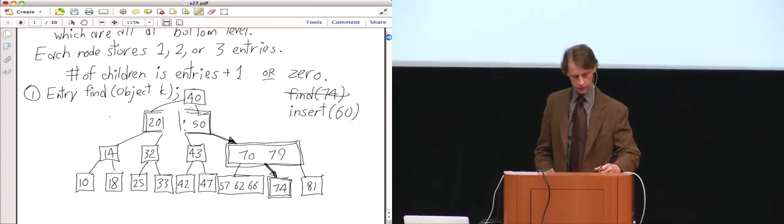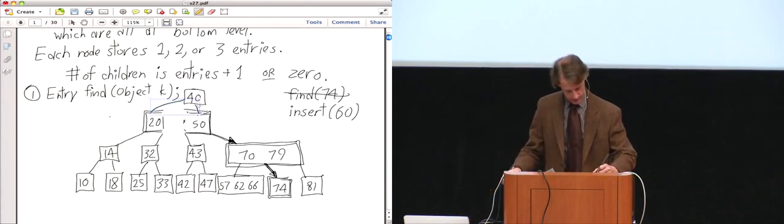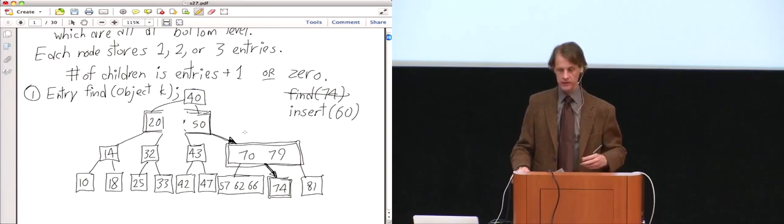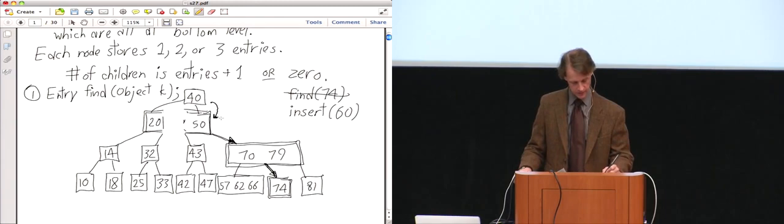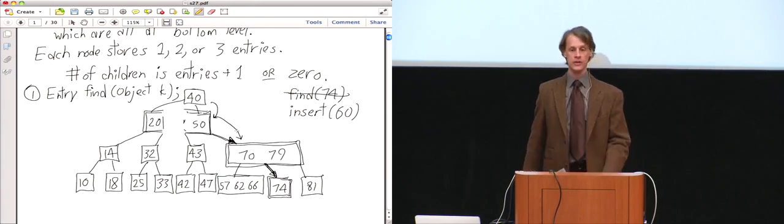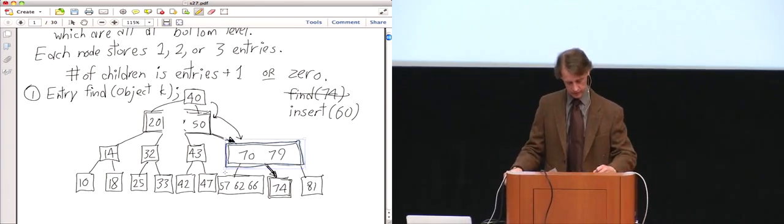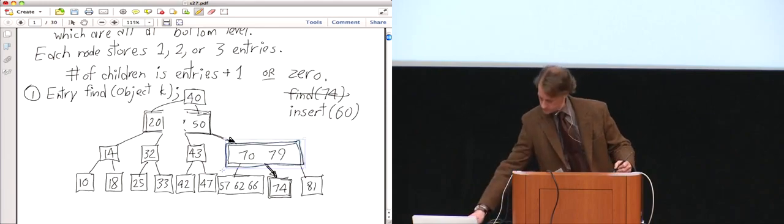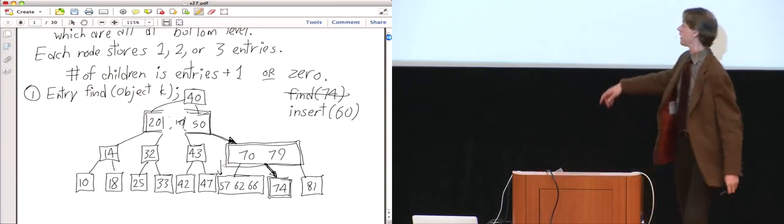So 60 is bigger than 40, so we're going to search down to the right. From the 40, we search to the 50. From the 50, we search to there, a 2-key node. And then finally, since 60 is less than 70, we search down to this 3-key node right here.